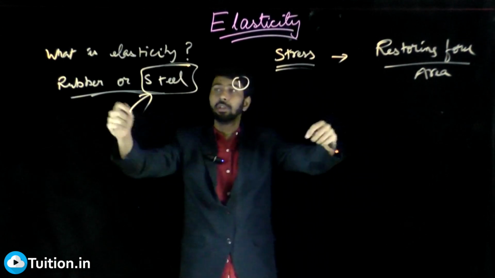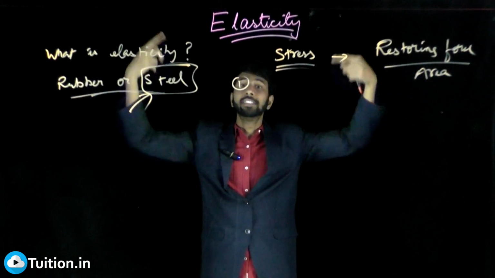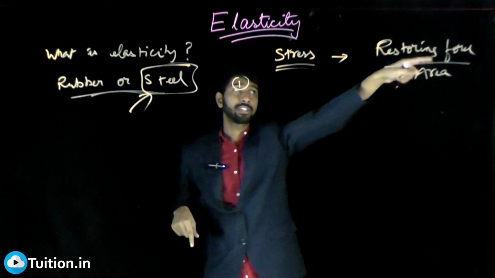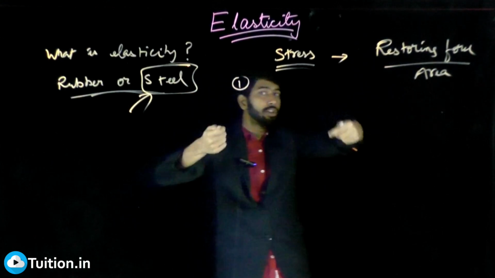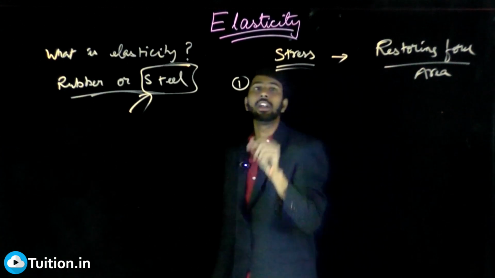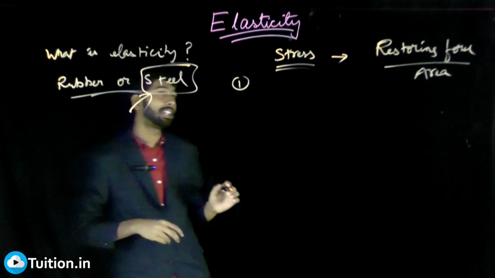So if I pull the steel or rubber on both sides and then remove it, there are some internal forces which will actually bring it back to shape. They are called restoring forces. They have the same magnitude as the force you applied. That force divided by the cross-sectional area of the material is called stress. So we'll look at 3 kinds of stresses.